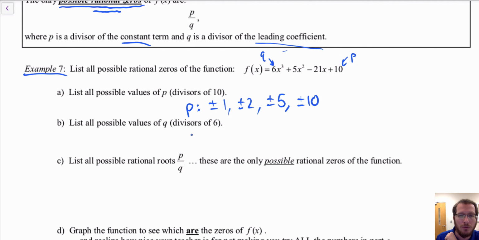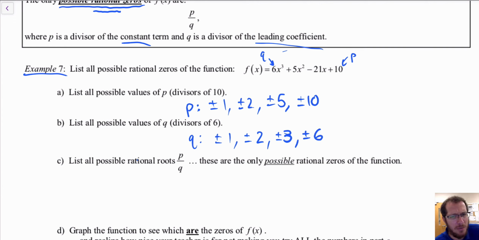And from Q, we're looking at 6. So factors of 6: 1, 2, 3, and 6. Looking at the positive and the negative factors. Part C says list all possible rational roots, P over Q. These are the only possible rational zeros of the function.